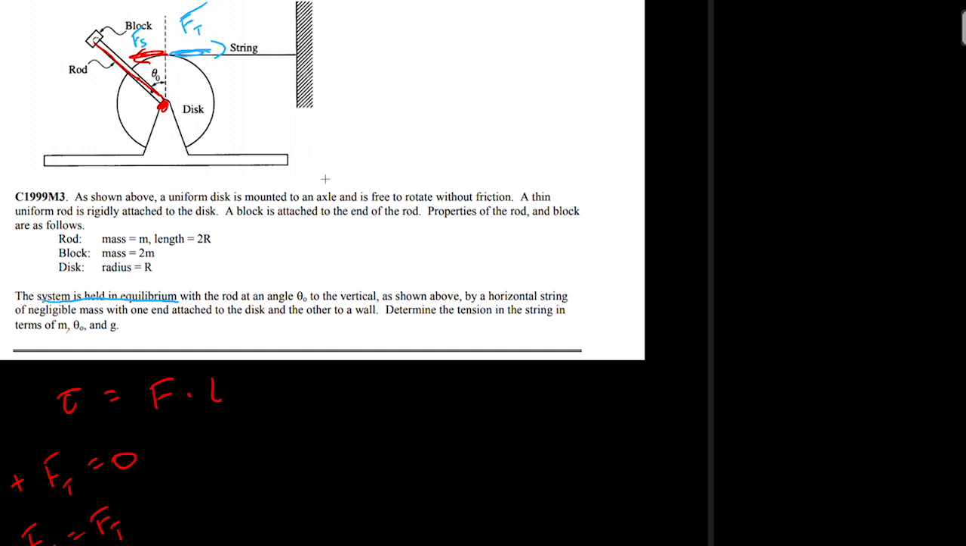All right, first we're just going to be adding up the torques. Torque of the block is just going to be the force, so mg, but it's at an angle of theta naught. So it's going to be sine theta naught, and then times the length at which you're at, which is going to be times 2r. Sorry, this is 2m, and then times 2r, because that's the length from the axis of rotation.